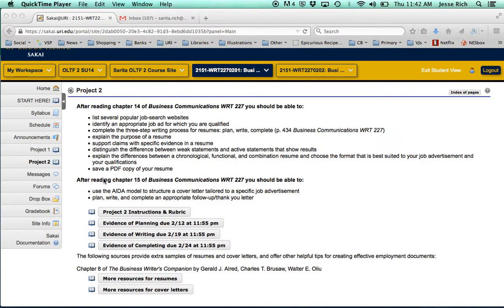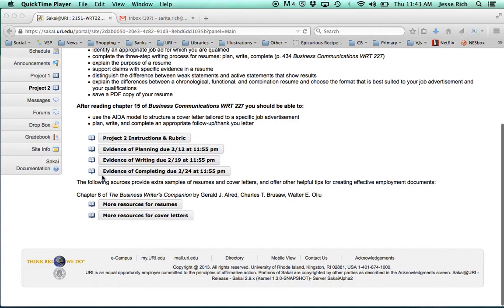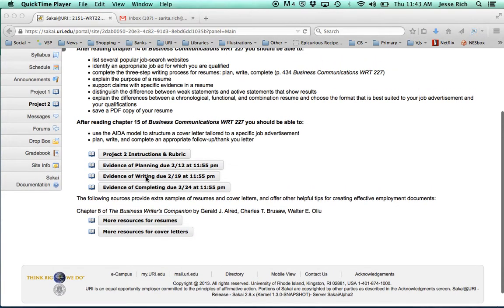So by now you should have identified an appropriate job ad and you should have done some research on the company to give you a good idea of what the job description entails and who the people are that might be looking at your resume. So now you're ready to move on to the next phase of the project, which is to start drafting parts of the resume and cover letter.